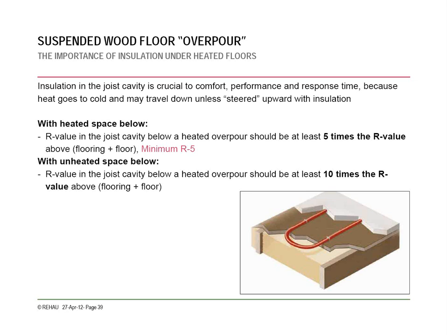5 times that value in insulation below with a minimum of R5. If the space below is unheated, like a crawl space or something, you want 10 times the value of the flooring and the subfloor. So those are 2 important numbers to note right there. 5 times the R value if there's a heated space below, 10 times in an unheated space.